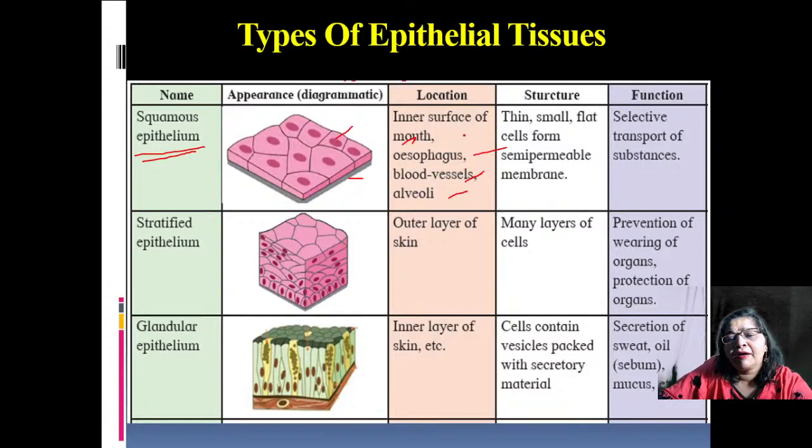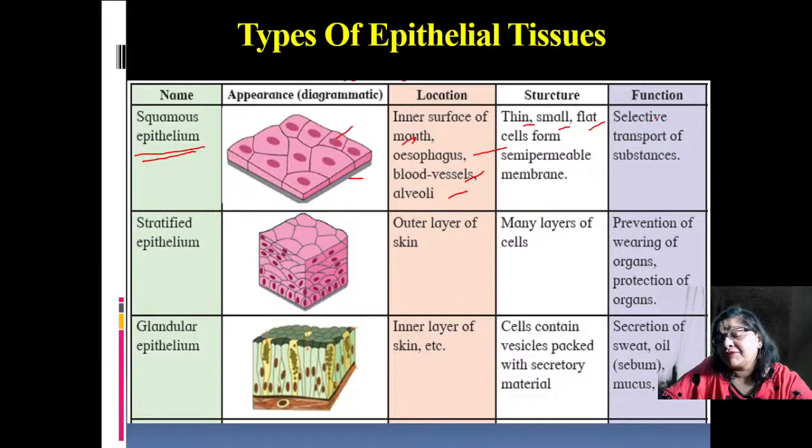Now if you see the structure, the cells are thin, small in size, and flat, and the cells form a semi-permeable membrane. They form a protective covering, a thin membranous covering. Is that clear? Which is semi-permeable in nature. That is the structure of the cells.